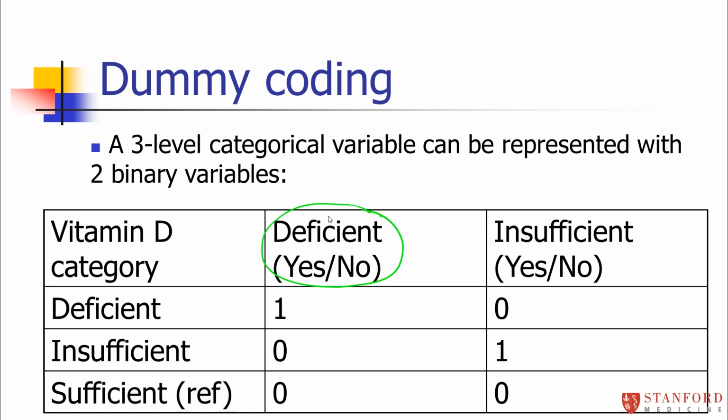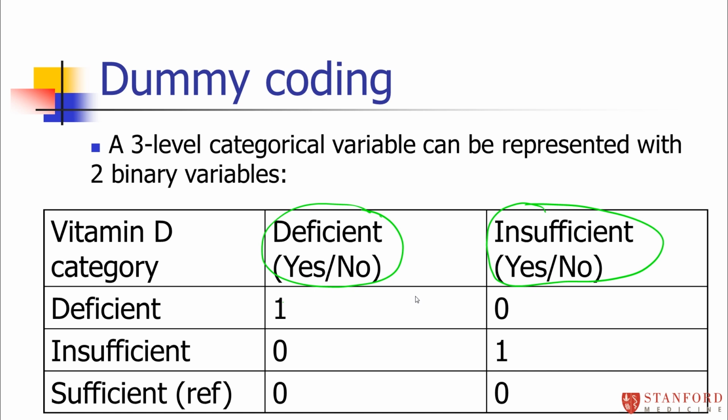You're either in the deficient category or you're not. And another one, insufficient, that's a variable, another binary, that says you're either in the insufficient group or you're not. So if you're somebody in the deficient group, you're going to get a 1 on the deficient variable, but a 0 on the insufficient variable. If you're in the insufficient group, you're going to get a 0 on the deficient group because you're not deficient, but you're going to get a 1 on the insufficient. If you're in the sufficient group, however, you're going to get a 0 on both of those. So notice that two binary variables is sufficient to uniquely identify all three of those categories.